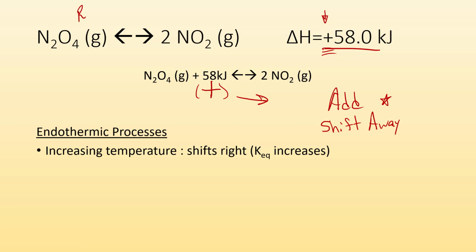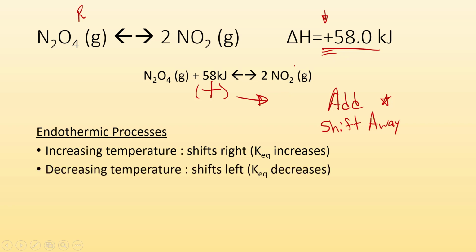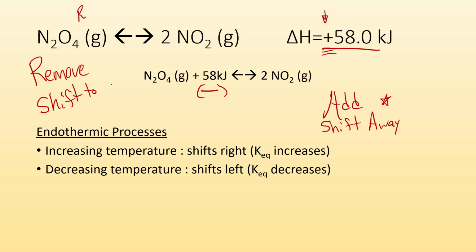So if I add heat to this endothermic process, I'm going to end up making more products. If I were to decrease the temperature, that's the same thing as removing the heat. It's going to respond in the opposite way. So we got add, shift away. If we remove stuff, we shift to replace it. So if I'm decreasing the temperature and I'm removing heat, I'm going to have to shift in such a way to replace it. So I'm going to shift towards the left. And because of that, the KEQ is going to be a smaller value because we're messing with the temperature.